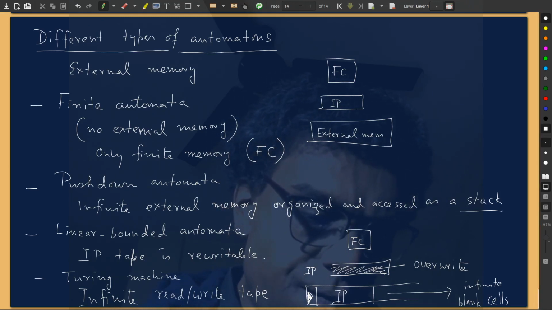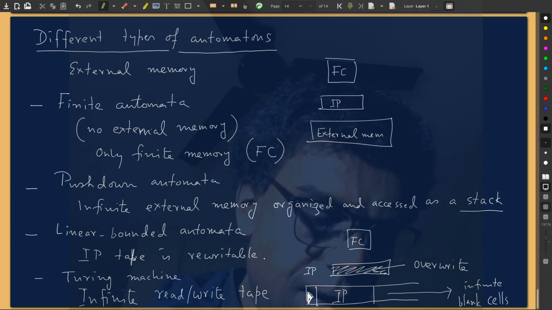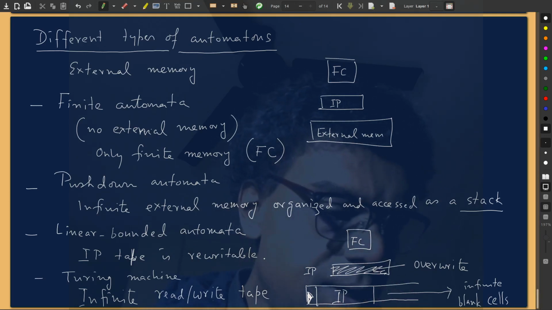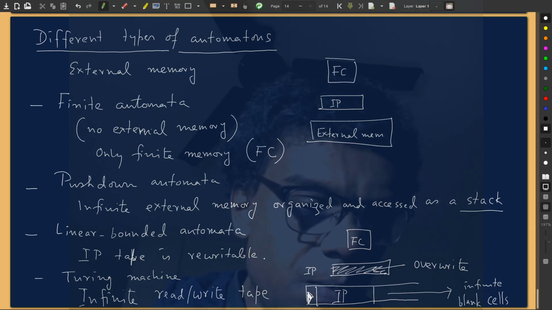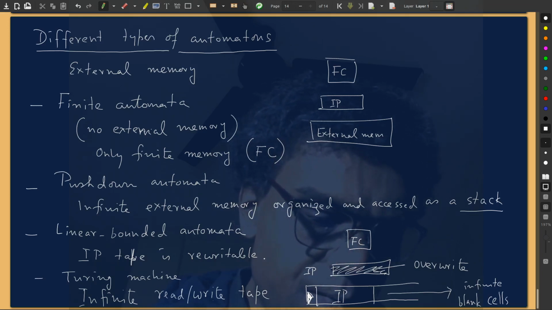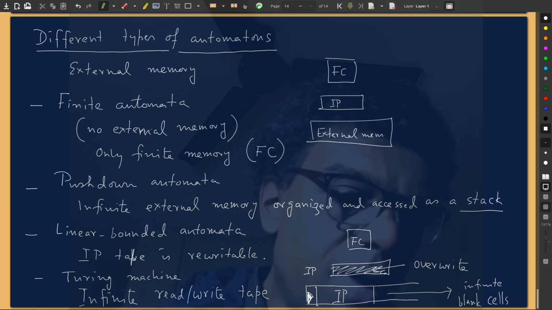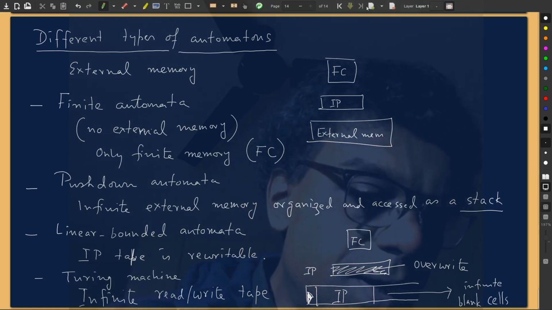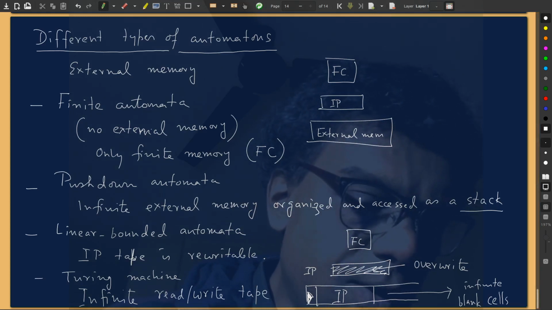This kind of read-write tape will give the machine the ultimate power of recognizing as many languages as is possible. Nothing better we can do. Anyway, I'll come to that. We will come to that near the end of this course. But this is basically the organization: a finite control.